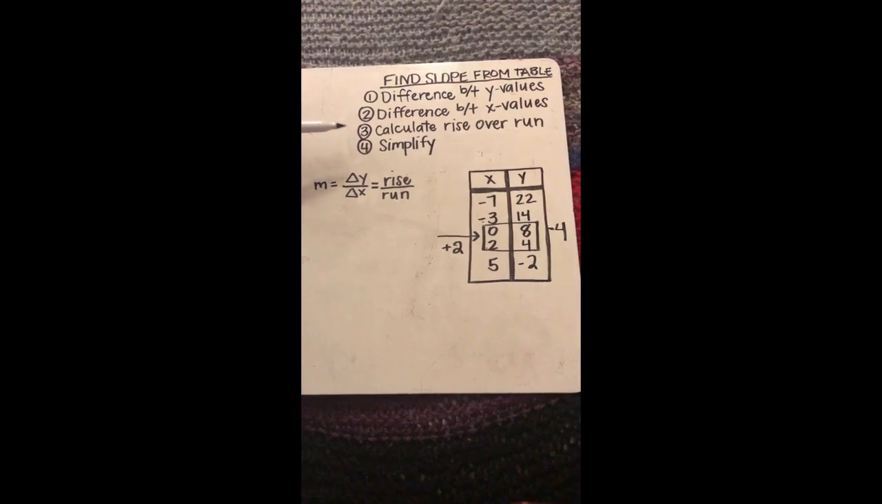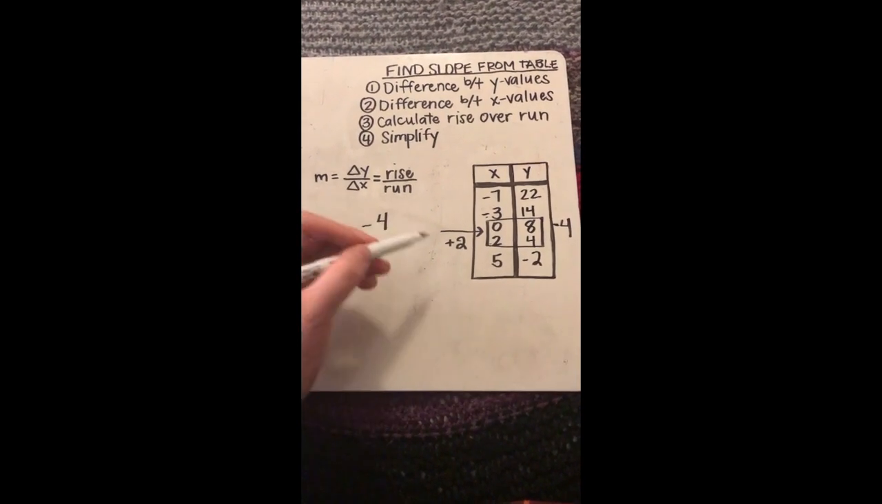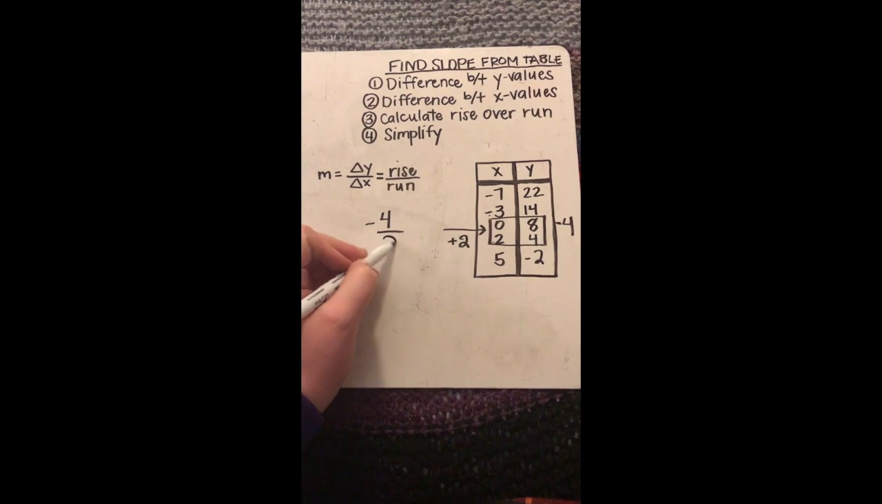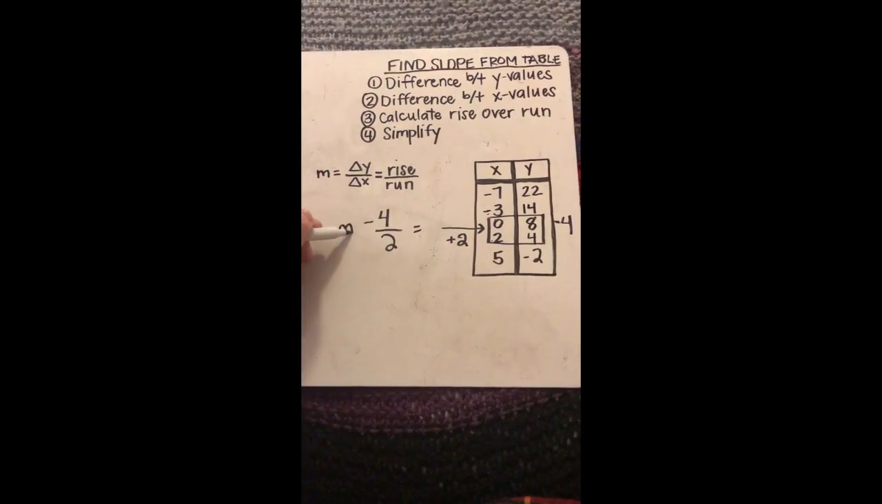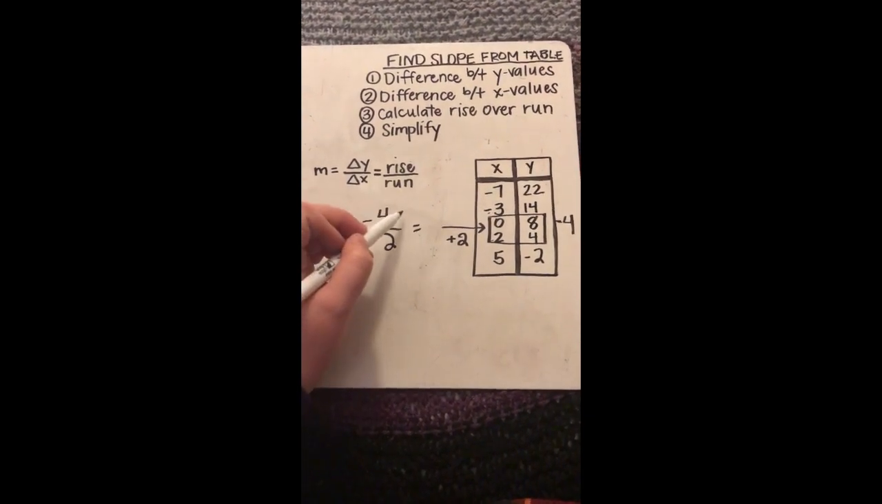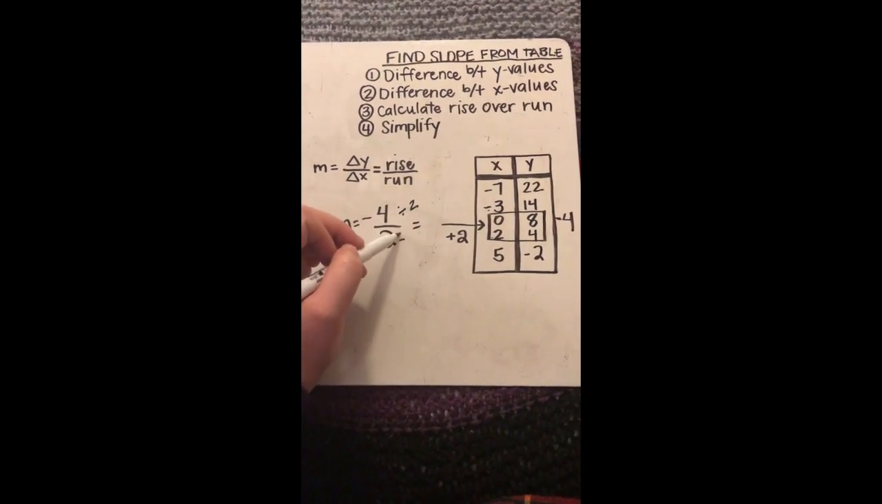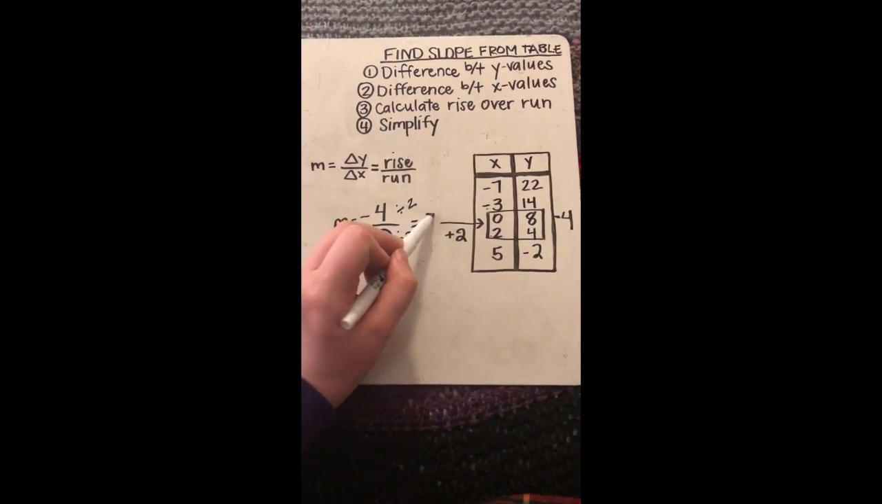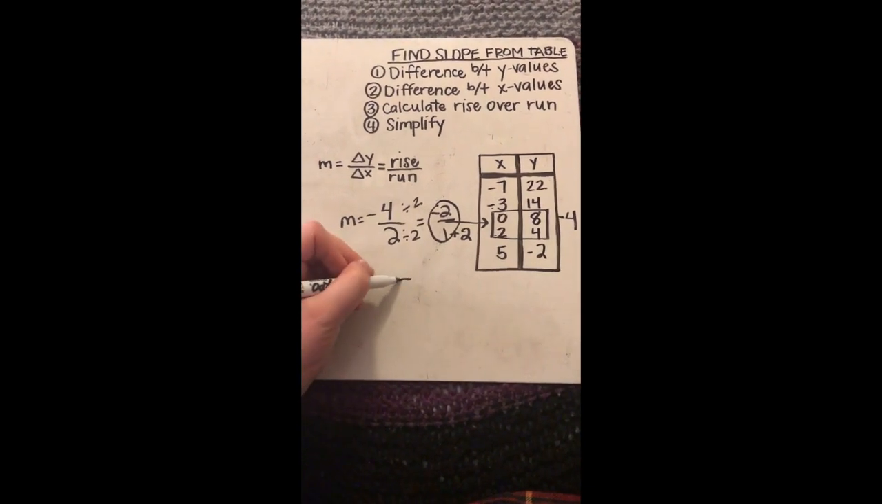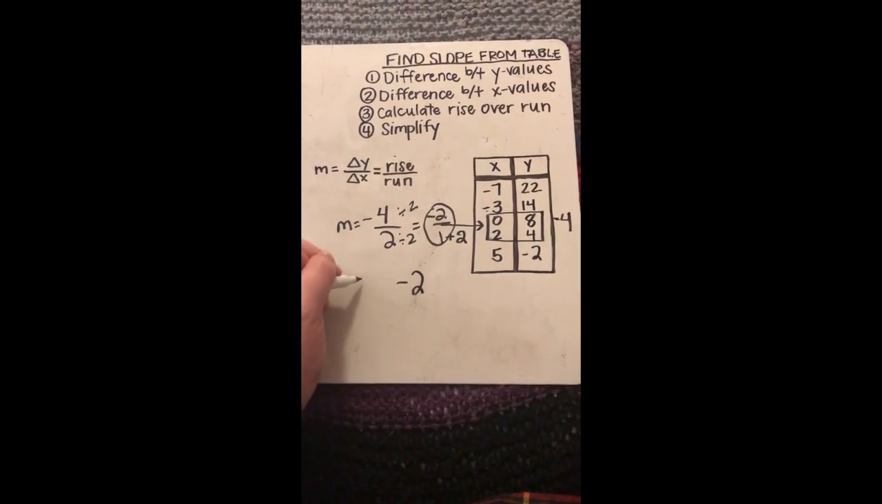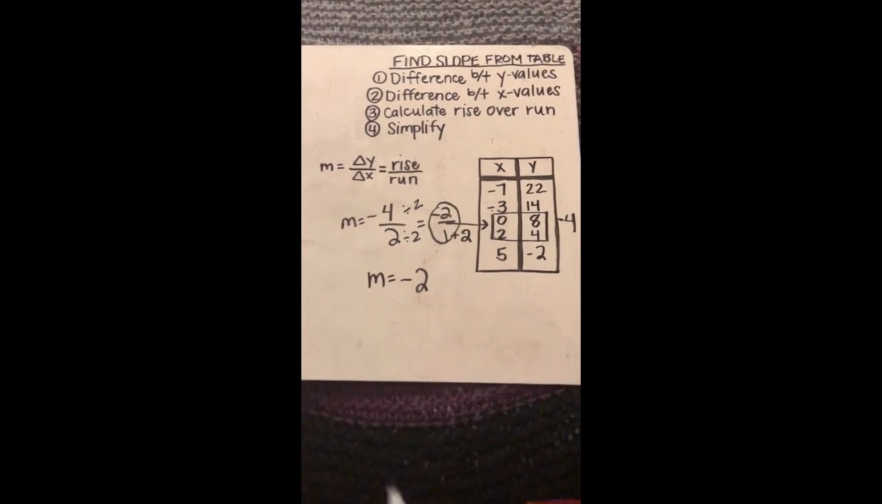Now we need to calculate rise over run. So our rise is our y, our vertical change, which is -4. Our run is +2. So our slope, when we simplify, so m, our slope, -4 over 2. If we divide top and bottom by 2, we can simplify this to -2 over 1, which can be written just simply as -2. So the slope of this linear function is -2.